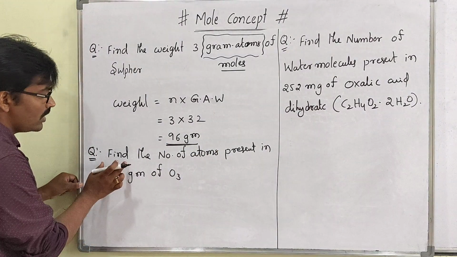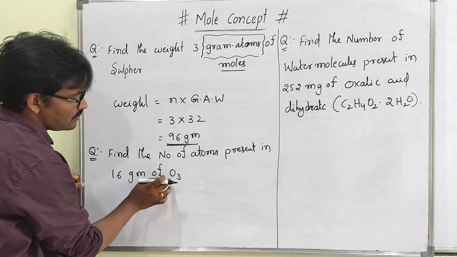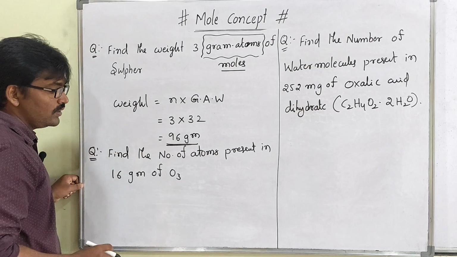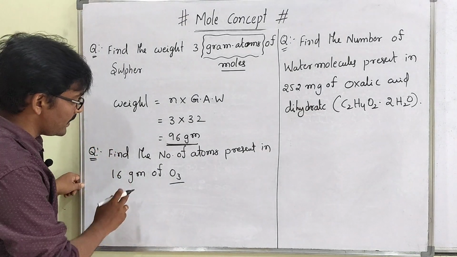The next: find the number of atoms present in 16 grams of O3 molecule. Observe it carefully. The molecule is O3, but they are asking atoms.